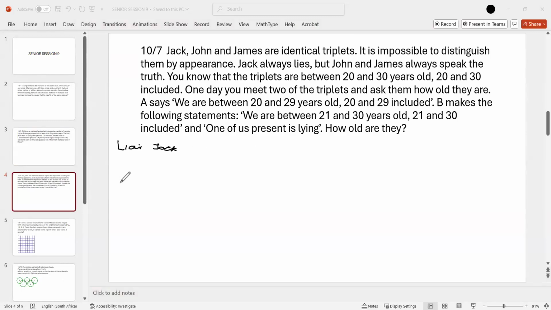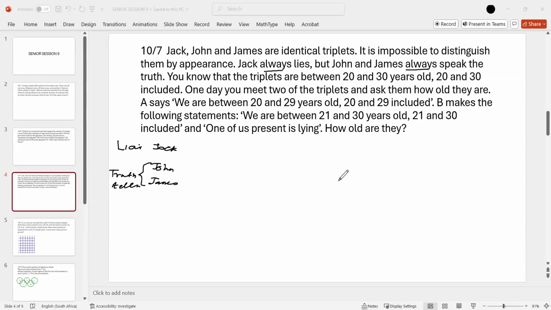But John and James always speak the truth. They are the truth tellers. Now, this one, no matter what he says, it's a lie. And these guys also, no matter what they say, it's true. So that's very important.